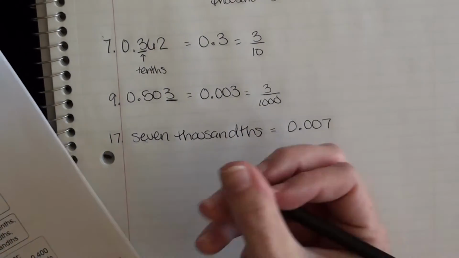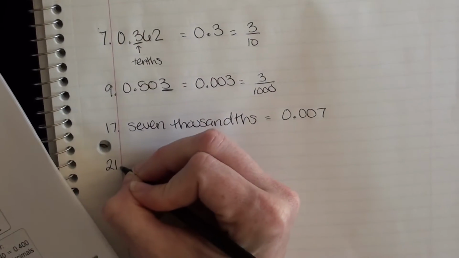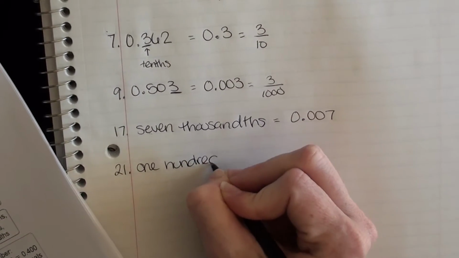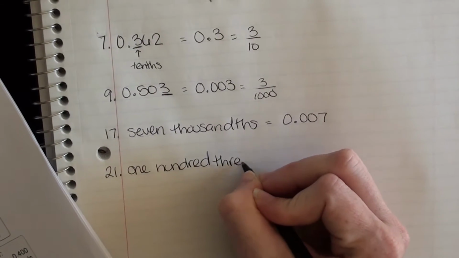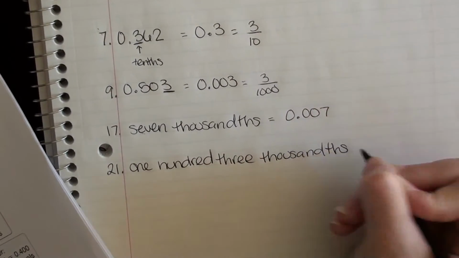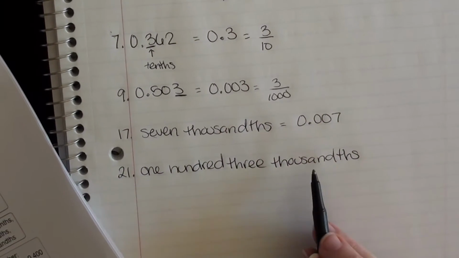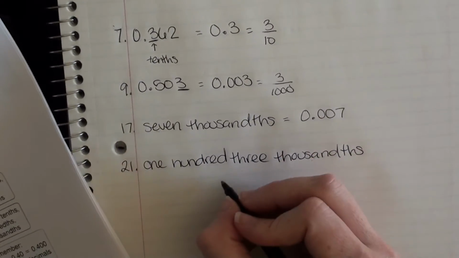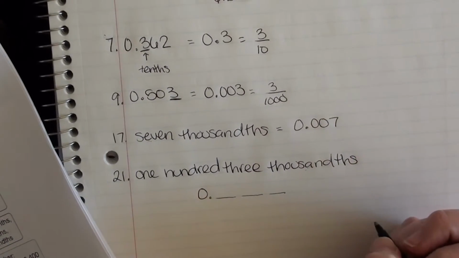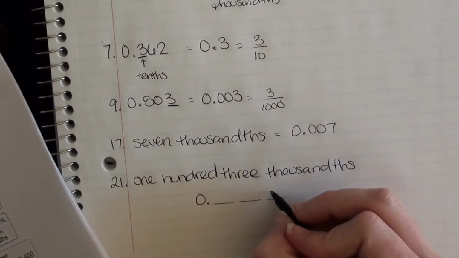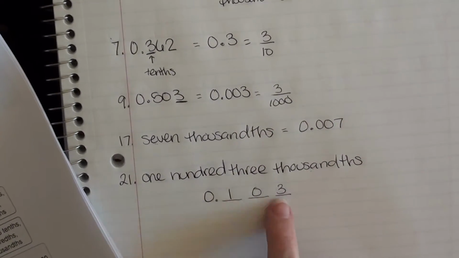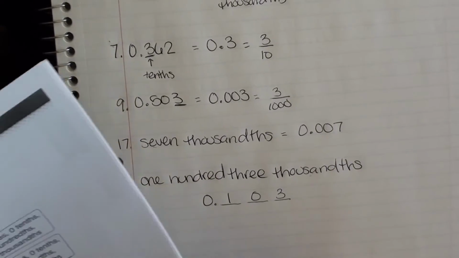Let's do number 21, which is 103 thousandths, which means that this number needs to end in the thousandths place. So I know that that's my tenths, hundredths, thousandths place, and this number needs to end there. So 3 is going to be there, a 0 there, and a 1 there, and that's 103 ending in the thousandths place.